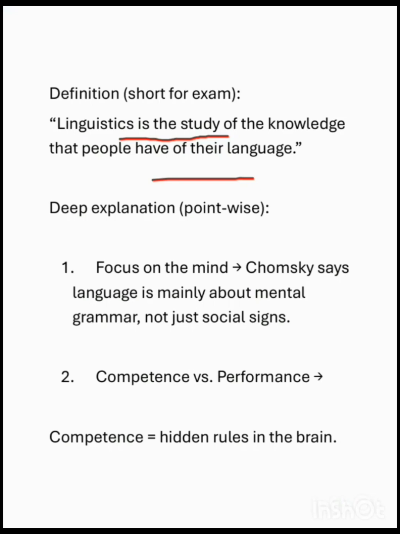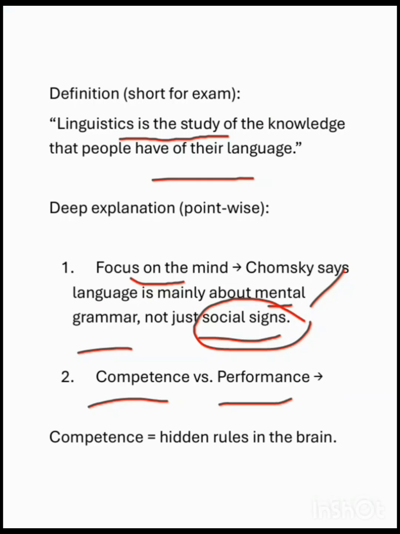So it focuses on the mind, the mental concept, the mental grammar we already have in our mind, not just the social science that the society gave us. We do not talk about that only, but the concept we have about language in our mind from earlier, we also talk about that. He gave these two terms, this concept, competence and performance. Competence is hidden rules in the brain.